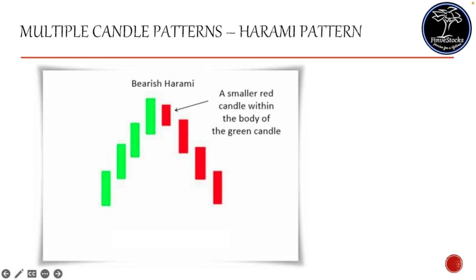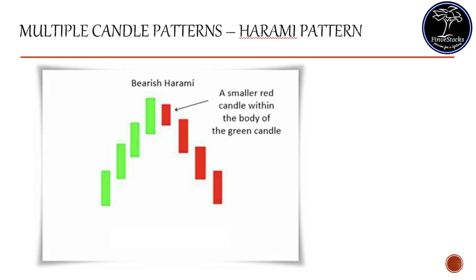Similarly, this pattern shows a Harami pattern on the bearish side. This is a bearish Harami pattern. Once the uptrend continues and after the final bullish candle, the next candle formed is bearish and it is inside the bullish candle. So it forms a Harami pattern. And once this pattern is formed, it will give a trend reversal and the stock price will come down.